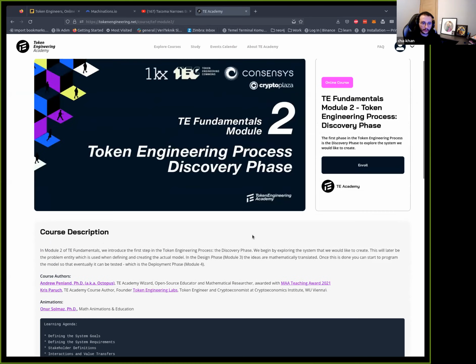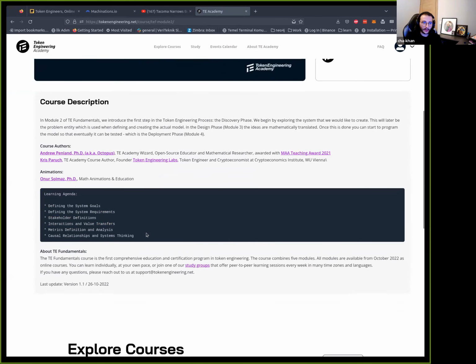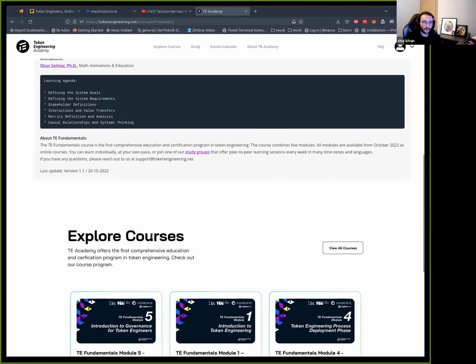All right, so this module is about, now we get to those parts that we talked about, where we're trying to define the system goals, system requirements, who are our stakeholders, what's our platform, so who do we care about, what are the interactions and value transfers in our system, and what are the metrics, what are the things that we're going to track, and the causal relationships. So this is all the thinking work that needs to happen before we start diving into simulating and looking at the details. So Harsha, you want to pick it up from here?